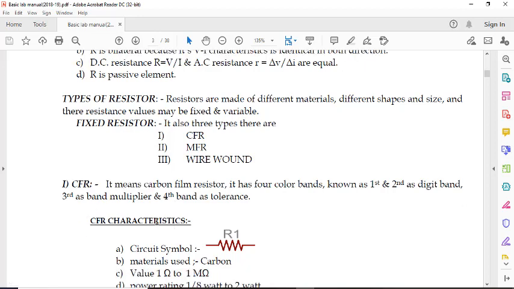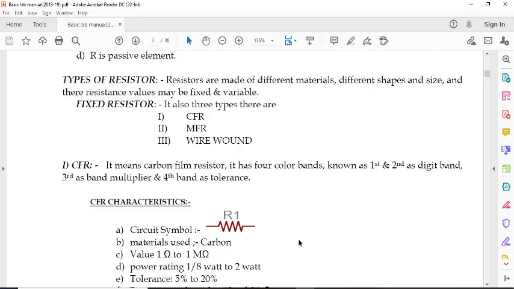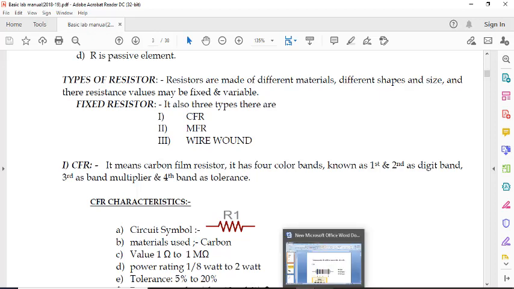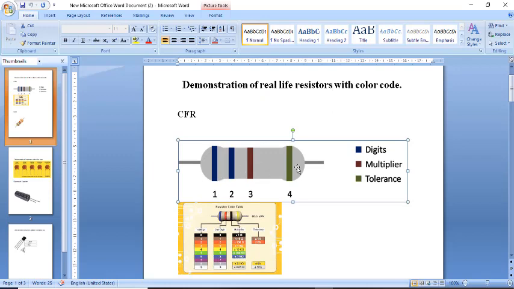So first, how can you identify which one is the CFR and which one is the MFR? For the CFR there will be only 4 color bands, and for the MFR there will be 5 color bands. I can show you. This is the pictorial view of CFR.